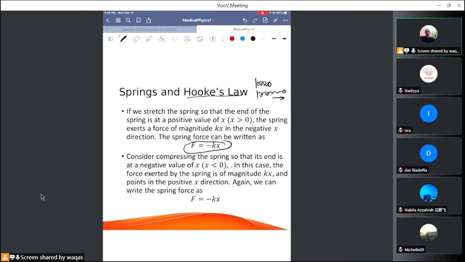And the other is if someone pushes the spring in the negative direction, then the force applied by the spring is in the positive direction. So consider compressing the spring. If you compress the spring in the negative direction, in this case the force exerted by the spring has magnitude kx and points in the positive x direction. Again we can say that the force in this case is this. This is the same slide.